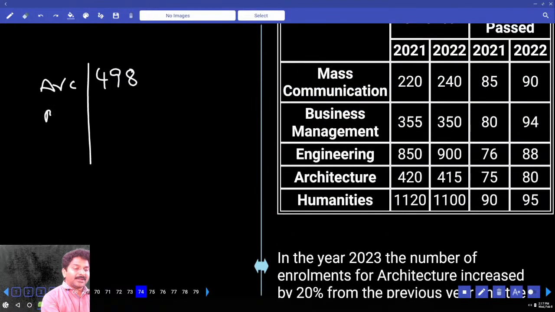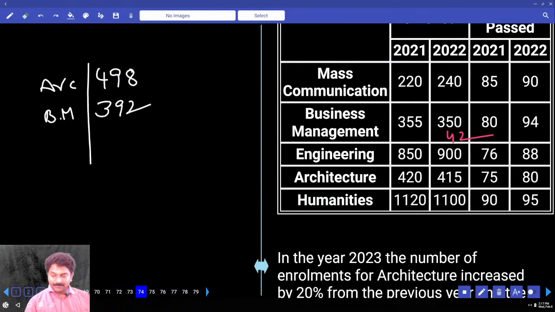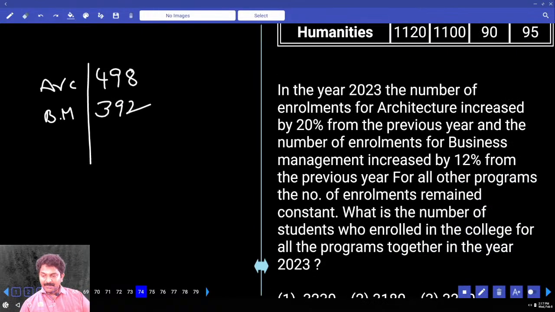Next, business management increased by 12% from the previous year. Business management, earlier it was 350, 12% increase. What is 10%? 35. 2%, 7. 42 increased, 392. Now what is the question?